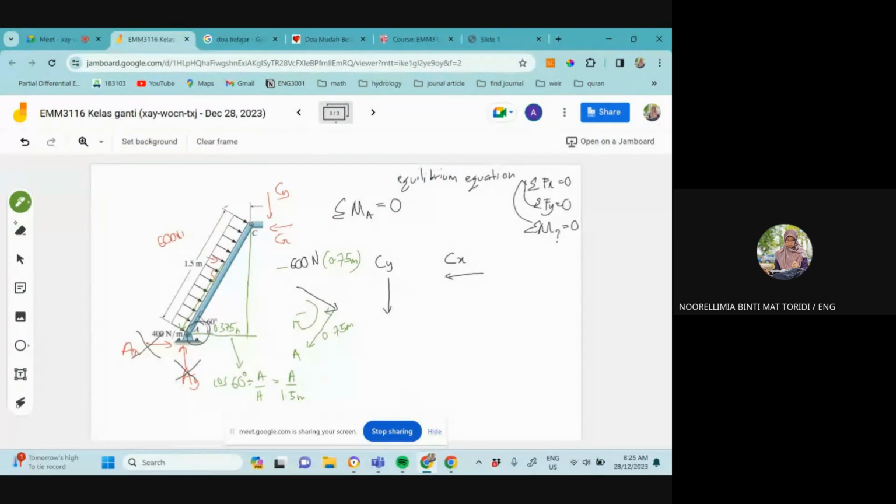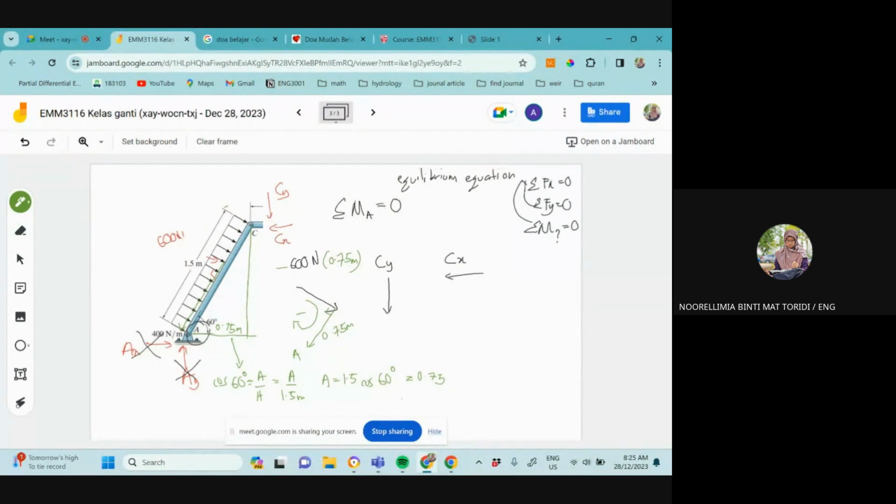meter. So then A is equal to 1.5 cos 60, which is equal to 0.75. Okay, so this one is 0.75 meter. Then we have to find this distance pula.